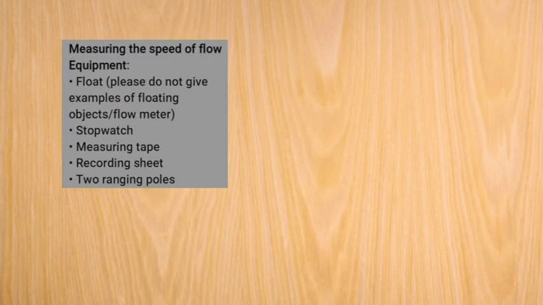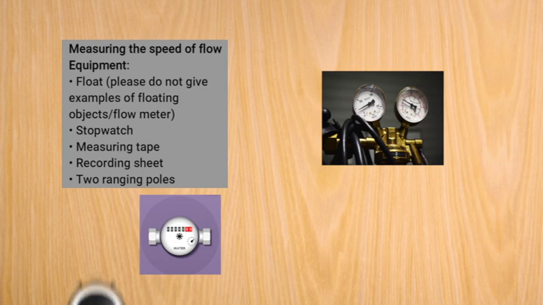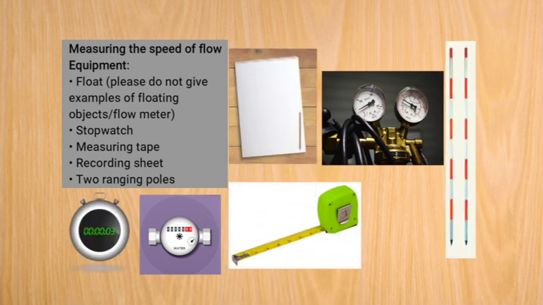Speed of flow or velocity can be measured in two ways, either using a float or a flow meter. It is important that you know how to use these methods correctly. We need the following equipment: float. Please give an example of a floating object. Flow meter, stopwatch, measuring tape, recording sheet, and two ranging poles. Remember, the float and the flow meter each carry just one mark.